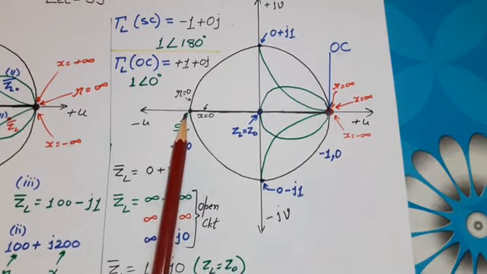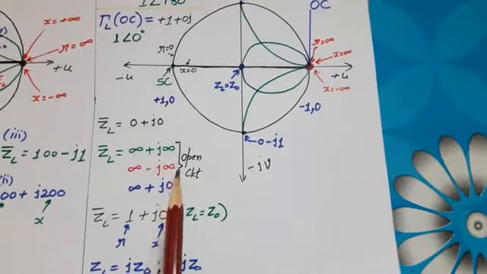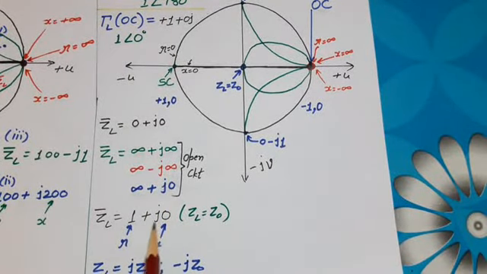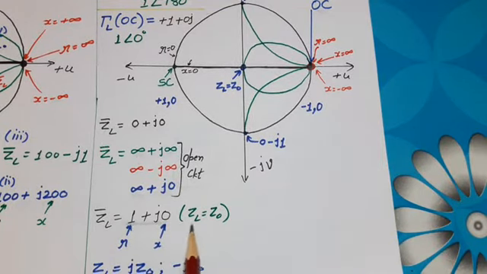Now the third important normalized load impedance is ZL bar equal to 1 plus j0. Normalized load impedance 1 plus j0 means load impedance is equal to Z0, that is the characteristic impedance.